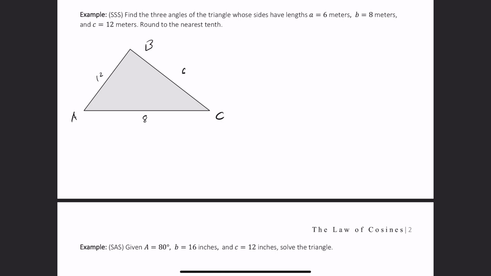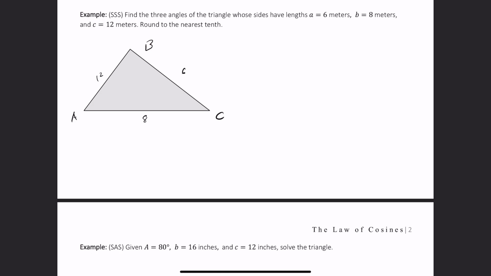Here we cannot use the law of sines because the law of sines requires at least one angle, and that angle must have its opposite side known. So in this case, the law of cosines is literally all you can use.